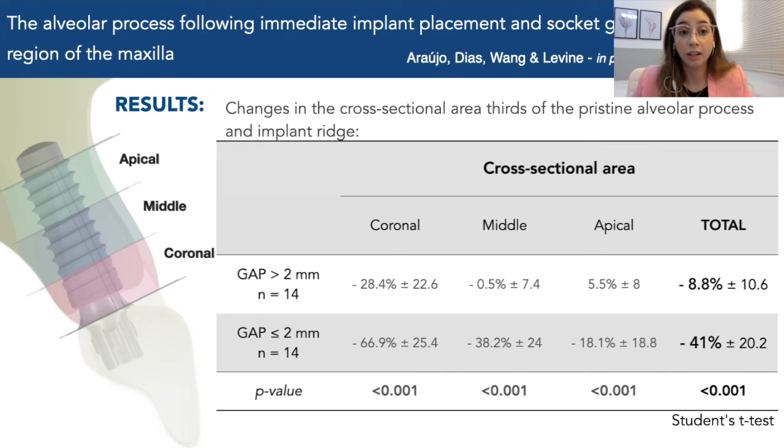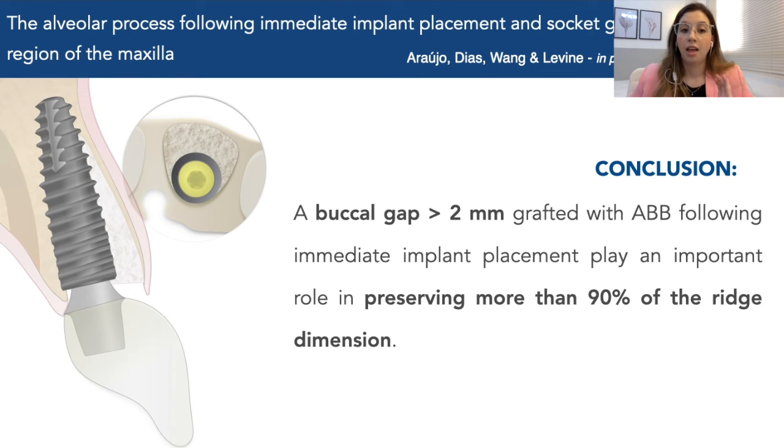So as you can see here, the total cross-sectional area in the wide gap showed minor reduction. It was less than 10%, or 8.8, which is quite similar to previous studies reporting ridge preservation alone. While in the narrow gap, a significant modeling was observed. 41% of the ridge was reduced. Thus, this study showed that a buccal gap greater than 2 millimeters is able to preserve more than 90% of the ridge dimension.